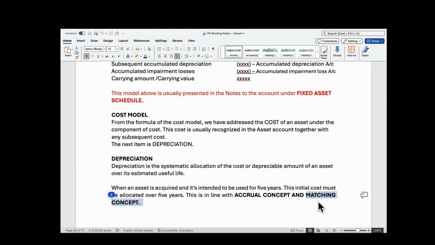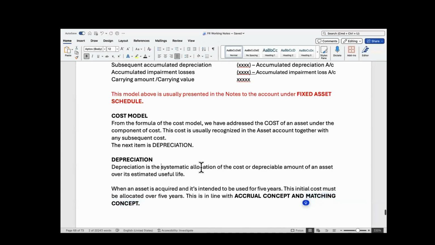So the portion that you match with that income for that year is depreciation. Depreciation is more like, okay, this asset that we bought is useful for 5 years, and this is its usefulness for this year. This is the cost we are attributing to its usefulness for this year. That's depreciation, and it's just complying with the accrual and matching concept. I hope that is understood.